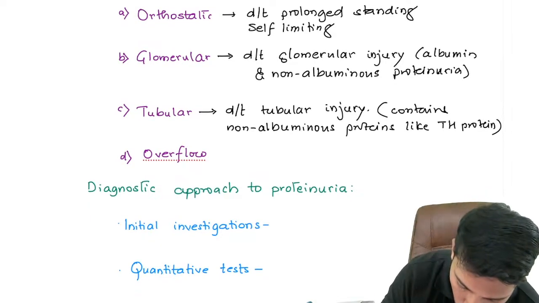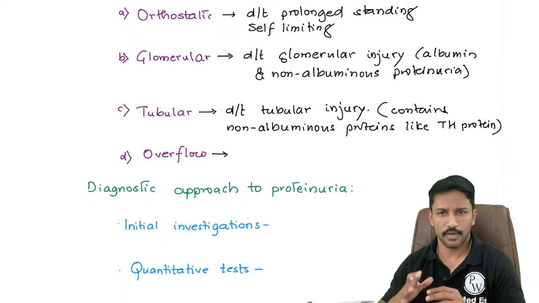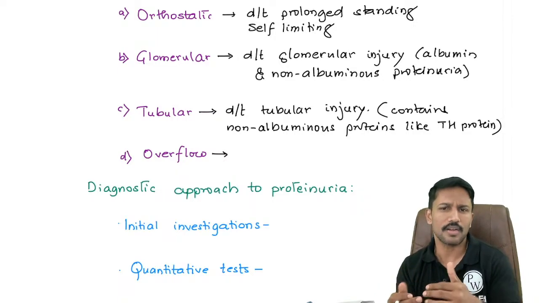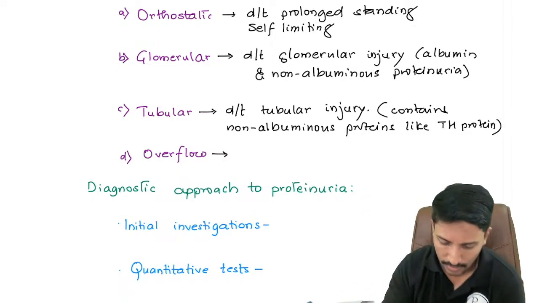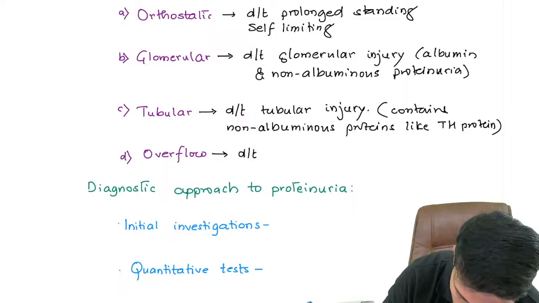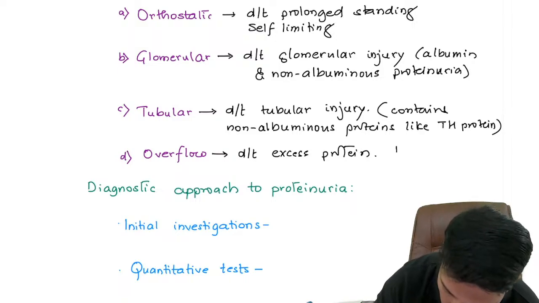Okay. Then we have overflow proteinuria, where there is excess protein in the body and we are unable to reabsorb a reasonable amount of it, and we end up losing them, right? Example, due to excess protein. Example is multiple myeloma.